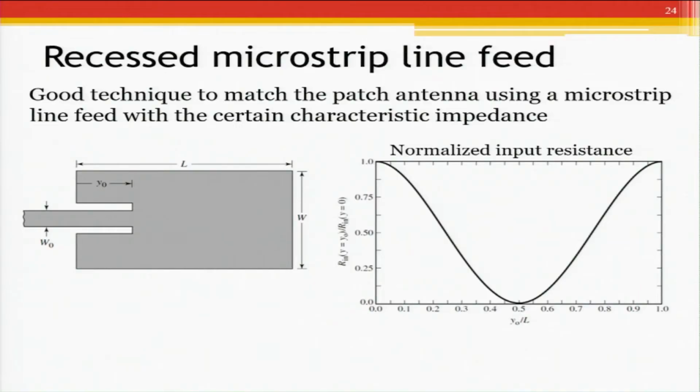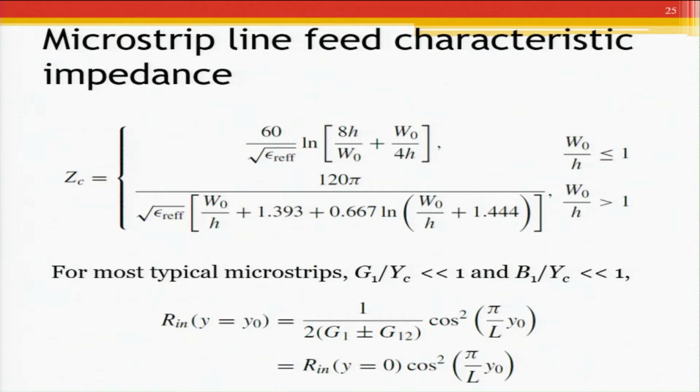This graph shows the profile of the input impedance when you set the inset position y0, over when you do not set the inset position, or y equals 0. You see that the relationship between these two resistances looks sinusoidal to me, but it's not exactly sinusoidal, which you're going to see in the next page.